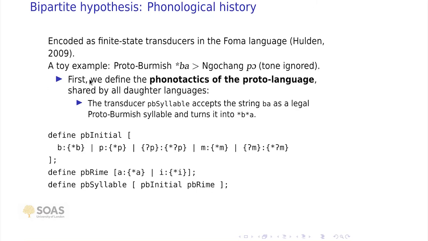So first, the phonological history is actually composed of two parts. We're looking at this example where Proto-Burmish ba gives Ngochang bo. First, you need to define what a legal syllable in the proto language is. For example, here the legal syllable is composed of the initial and the rhyme, and the initials are those, and the rhyme is R, R, and E. So you see that B fits in the initial here and R fits in the rhyme here. Nothing fancy.